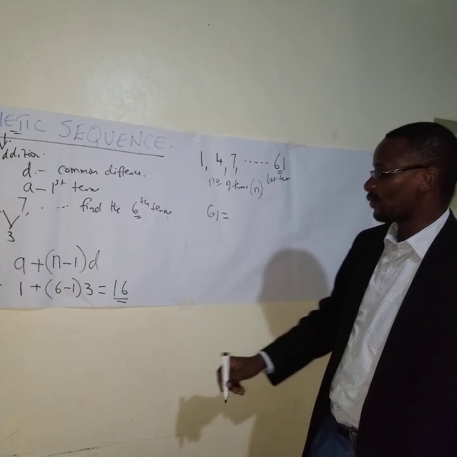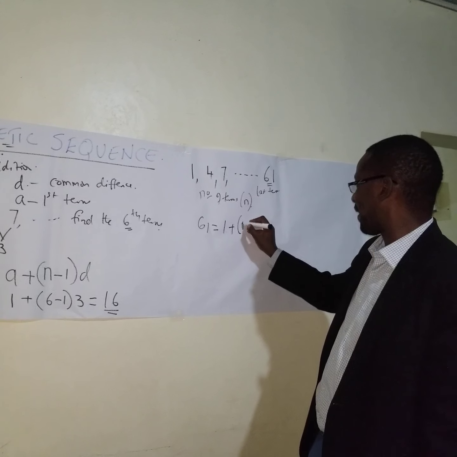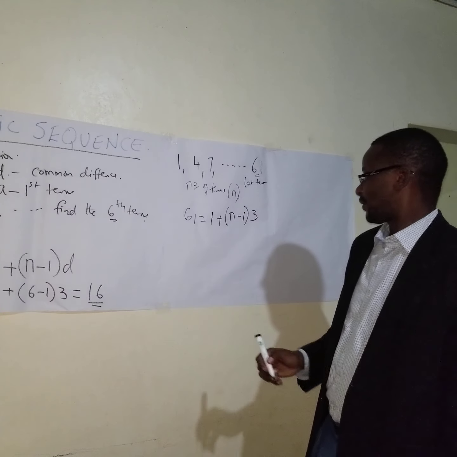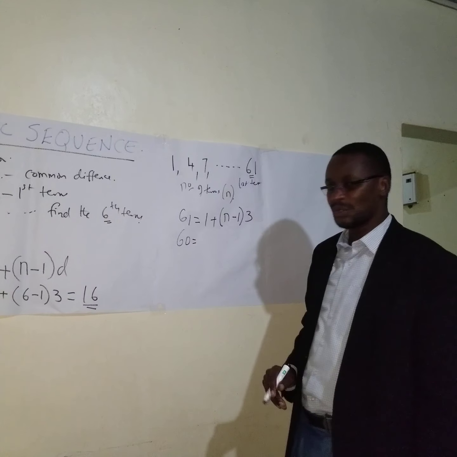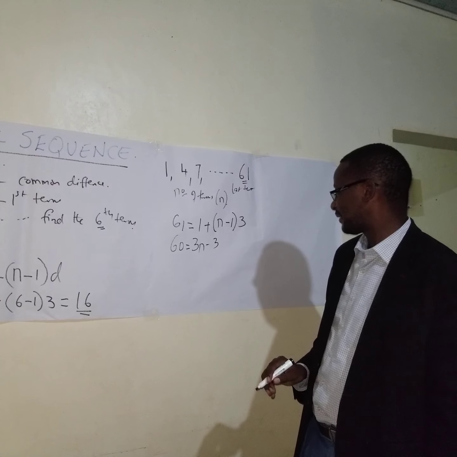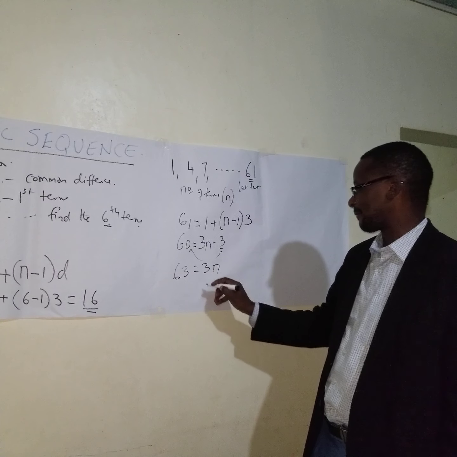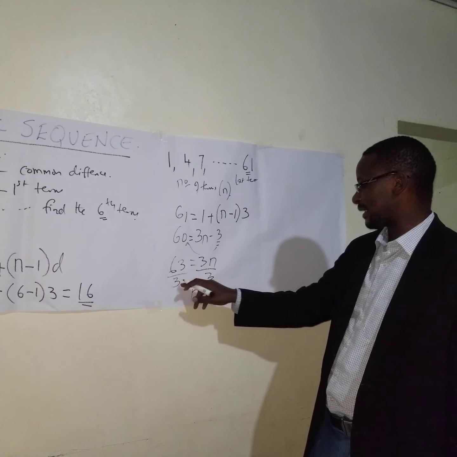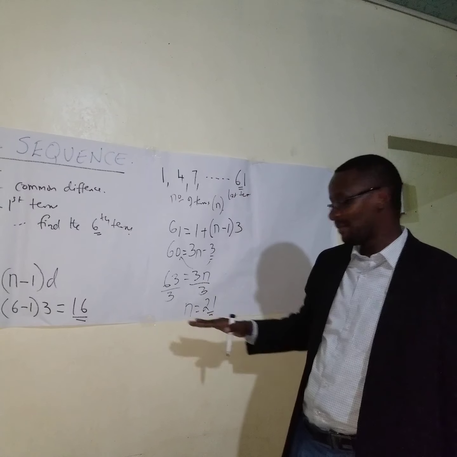So 61 equals A, which is 1, plus (n minus 1), where d is 3. You can bring this 1 to the other side. So 60 equals, opening the brackets, 3 times n minus 1, which gives 3n minus 3. Take this 3 to the other side, you get 63 equals 3n. Then you divide by 3 on both sides. So n becomes 63 divided by 3, which is 21. So the number of terms from 1 all the way to 61 will be 21.